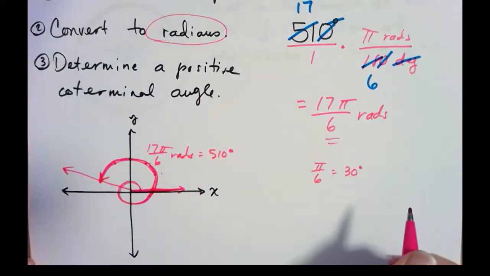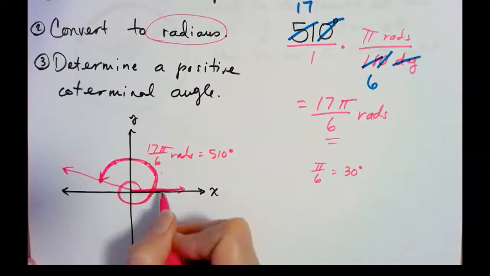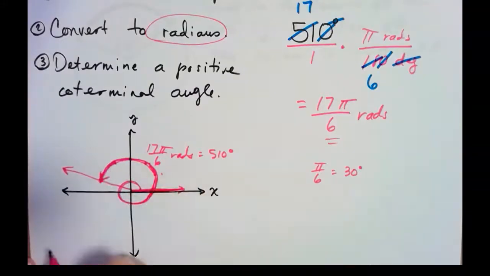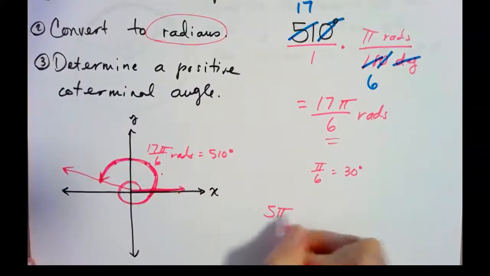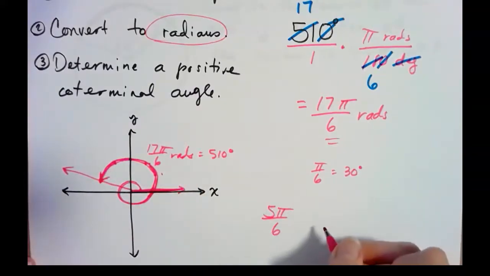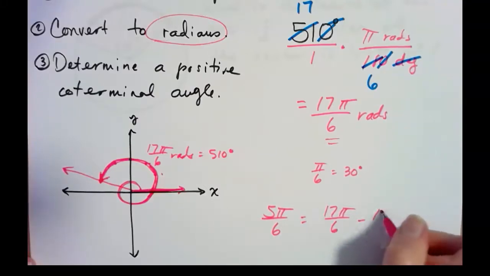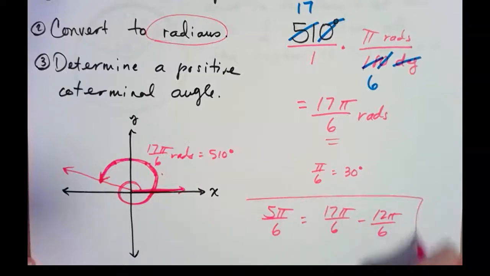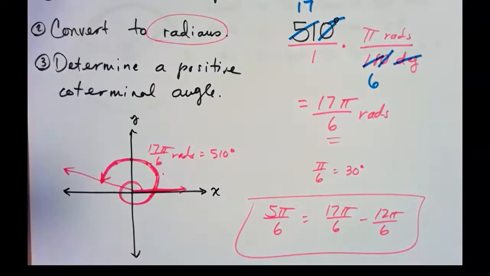And what would our coterminal angle be? Well, if we went 1, 2, 3, 4, 5, 6, then we could say that 5 pi over 6 is a coterminal angle, which is, of course, what we would get if we said 17 pi over 6 minus 12 pi over 6. So that's how we can easily find that positive coterminal angle.